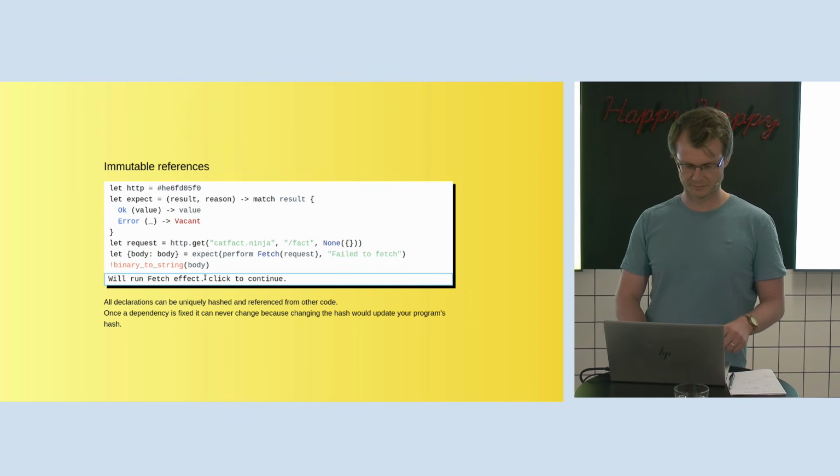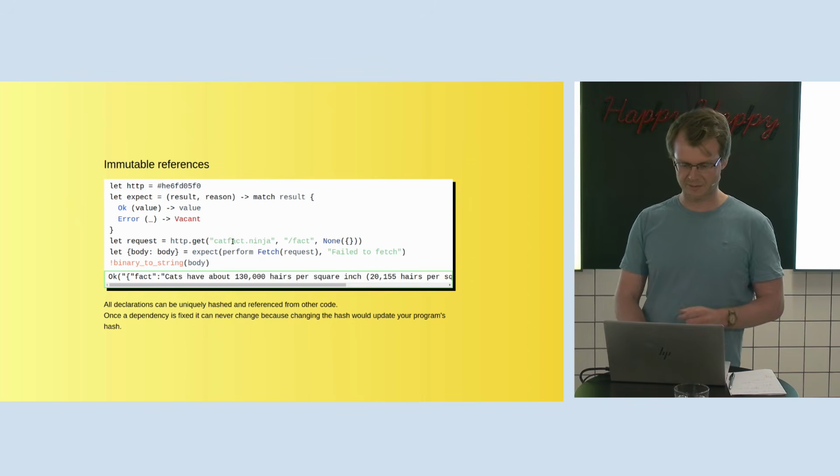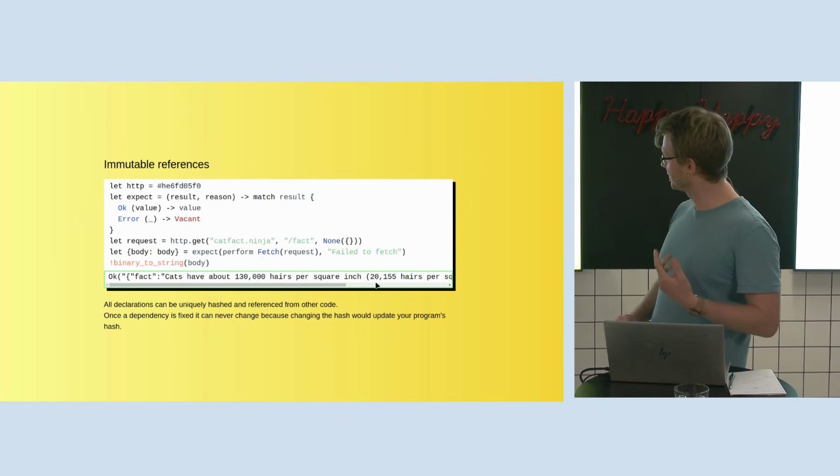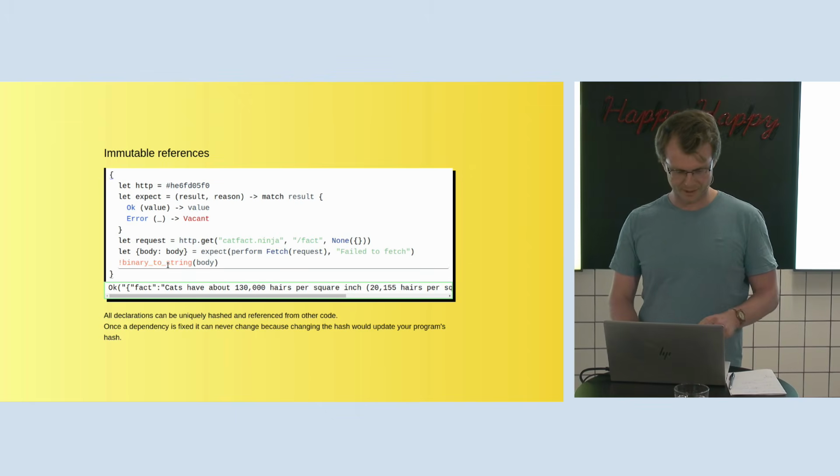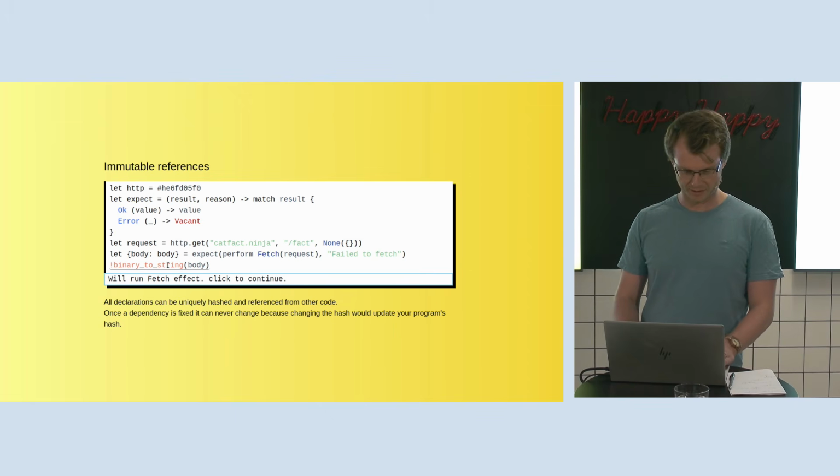So if I run this one. We hit this catfact.ninja API. We get a fact. Cats have about 130,000 squares. Well, that's good to know. But one of the things we could do here is we could go around. We could, actually, we could delete a load of these things.